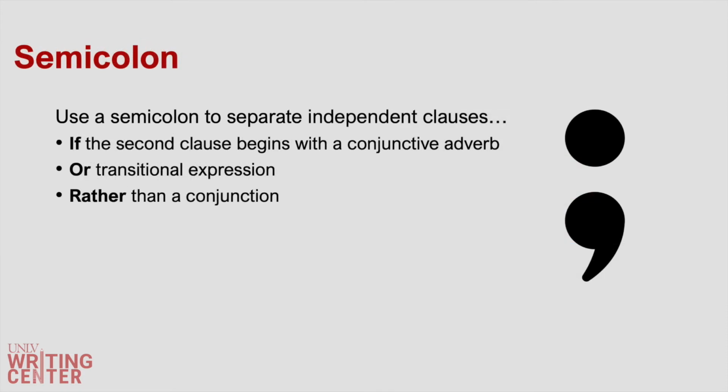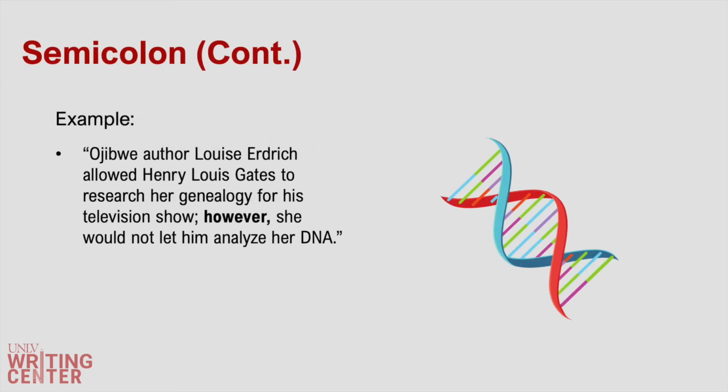You will mainly use semicolons to separate independent clauses if the second clause begins with a conjunctive adverb or transitional expression rather than a conjunction. That adverb or expression is followed by a comma. "Ojibwe author Louise Erdrich allowed Henry Louis Gates to research her genealogy for his television show; however, she would not let him analyze her DNA."